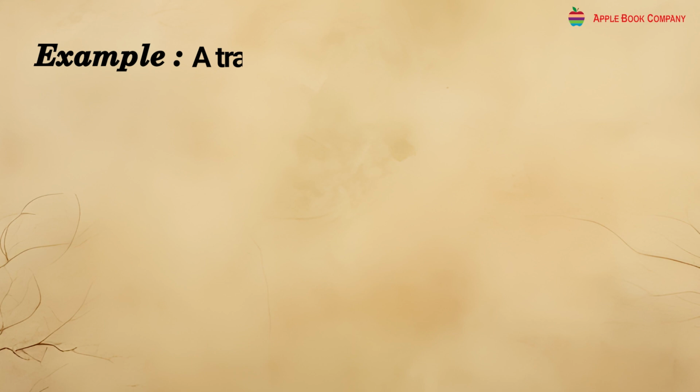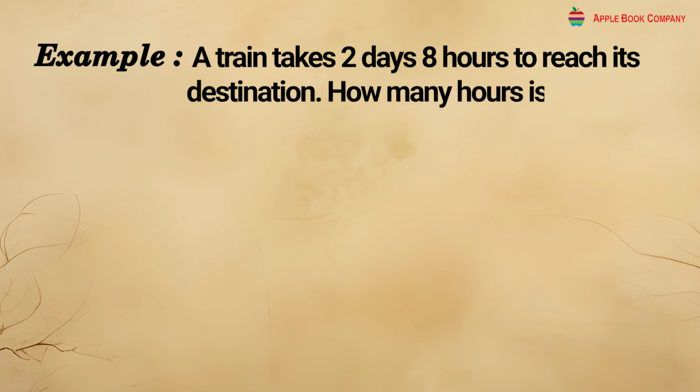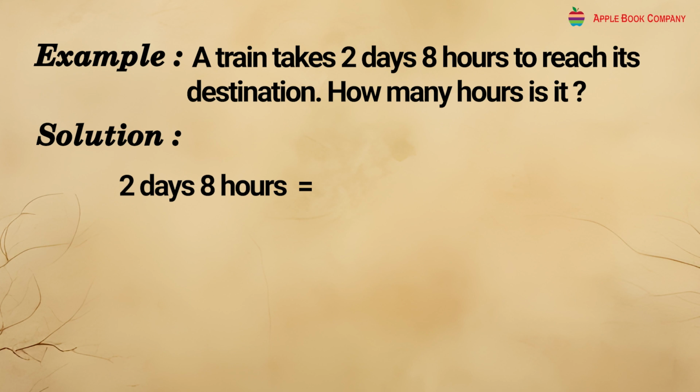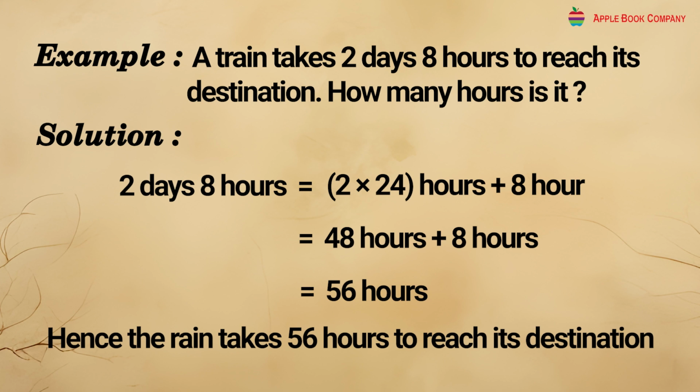Example: a train takes 2 days, 8 hours to reach its destination. How many hours is it? Solution: 2 days, 8 hours is equal to 2 into 24 hours plus 8 hours, which is equal to 48 hours plus 8 hours, which equals 56 hours. Hence, the train takes 56 hours to reach its destination.